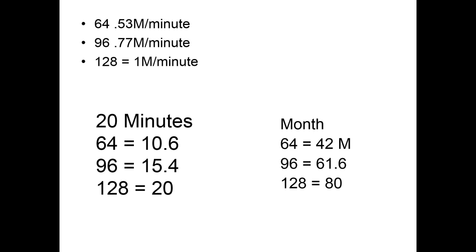So if you do one podcast a week and you're doing CD quality, that would be 80 megs of media hosting a month you would need. If you're doing AM radio, that would be 42 megs a month. And again, FM 96, you would need 61 megs per month. But let's take a look at what CD quality is when it's stereo.